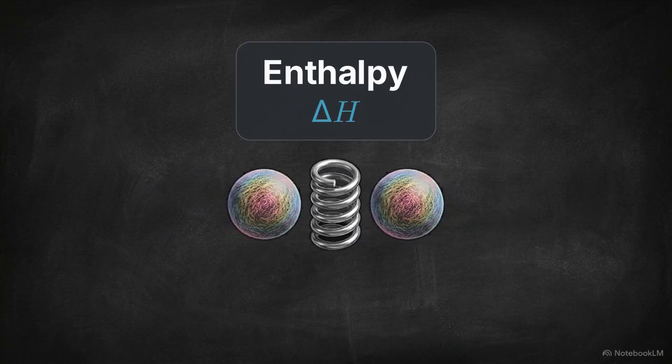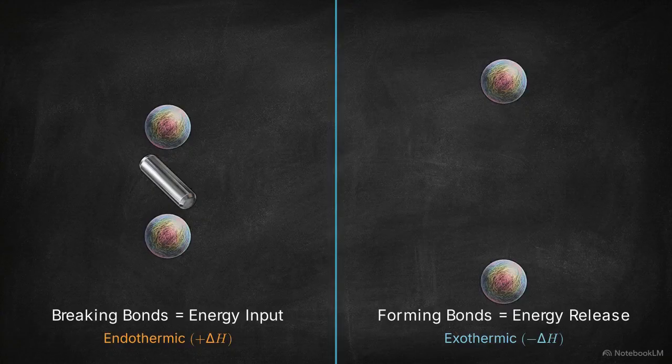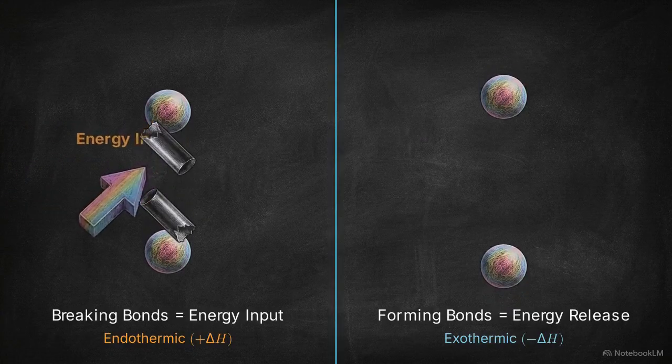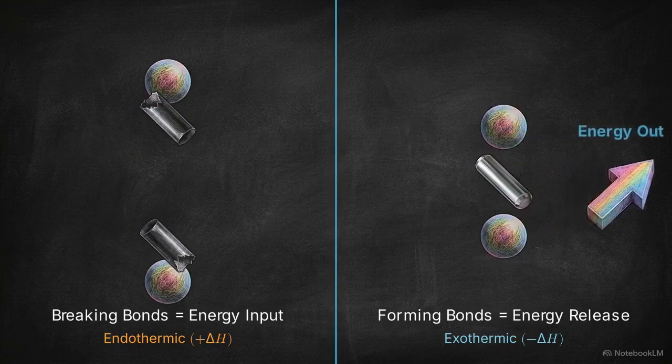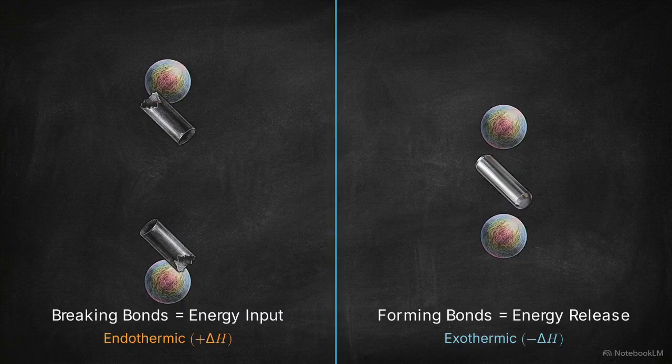Enthalpy, represented by delta H, is the change in potential energy stored within chemical bonds and intermolecular forces at a constant pressure. It operates as a strict thermodynamic ledger. Breaking chemical bonds requires an energy input, resulting in an endothermic process with a positive delta H. Forming new bonds releases energy, yielding an exothermic process with a negative delta H.